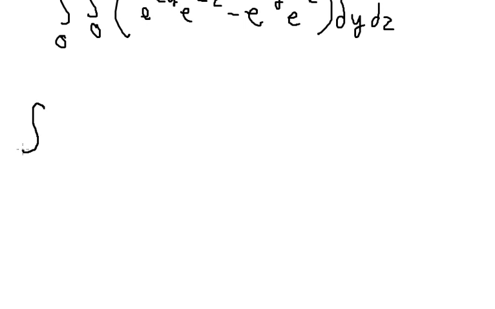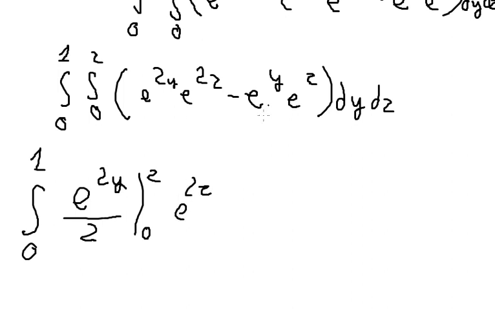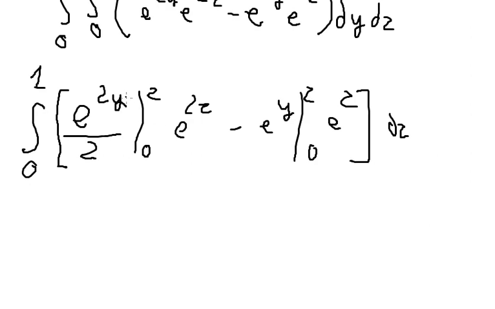So we get 0 to 1, and we get e to the power of 2y over 2, and we have the bounds from 0 to z. This one we have e^z, this one we have e to the power of y, and we have the bounds from 0 to z. And we have e^z, everything, dz. So we put z in here, 0 in here, similar for the second one.